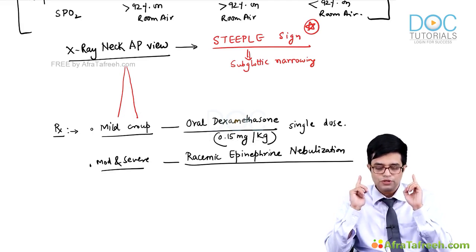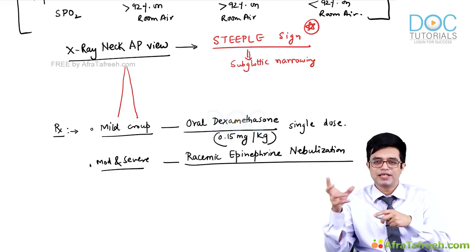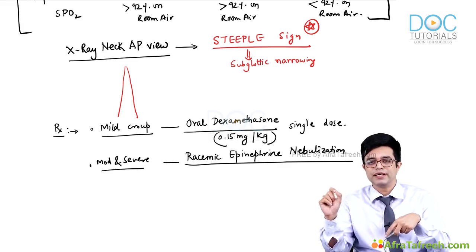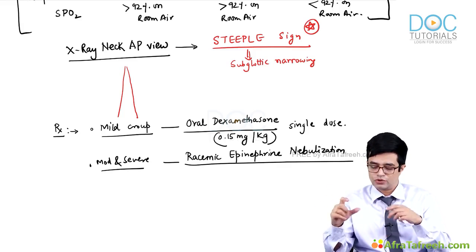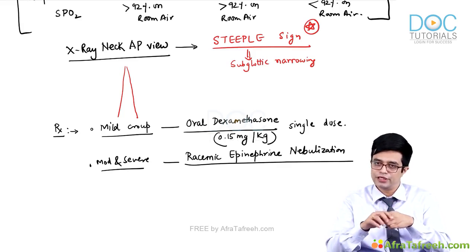So through the nebulized route, you give epinephrine. It acts through alpha receptors, precapillary receptors, and by multiple mechanisms it decreases the laryngeal edema. So dexamethasone in mild; in moderate to severe, the drug of choice is racemic epinephrine nebulization.